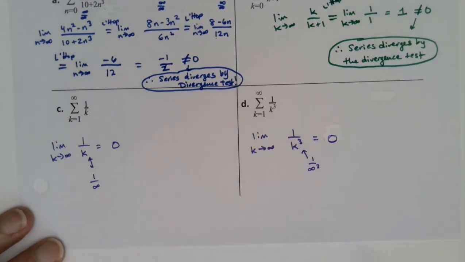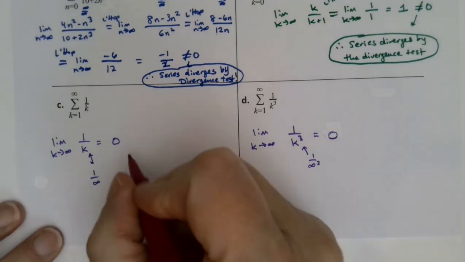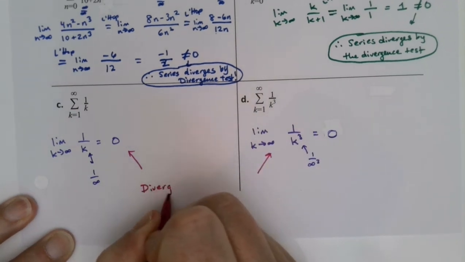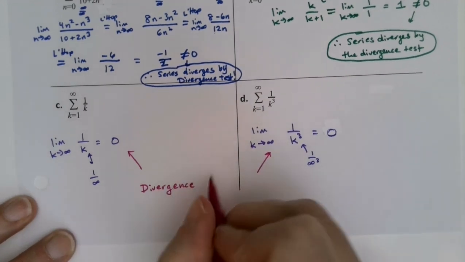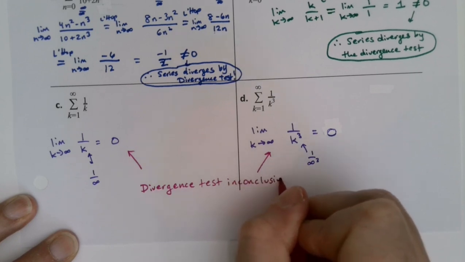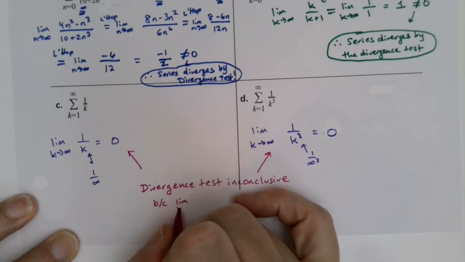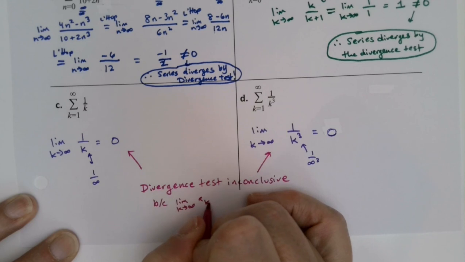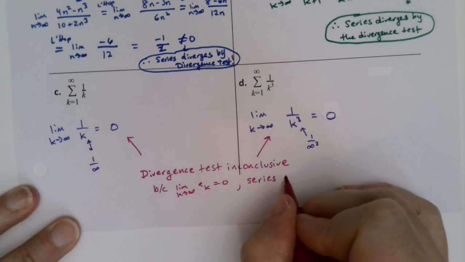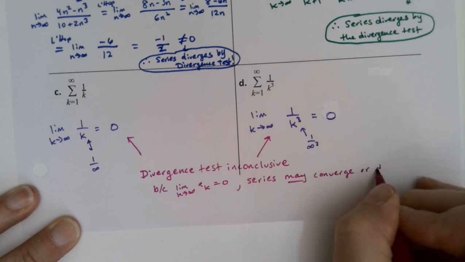All right, these bottom two, you might be thinking, oh, well, they both converge. Actually, it's not true. It's inconclusive. So the divergence test only tests for divergence by taking the limit. So the divergence test is inconclusive for both of these because the limit is 0. The series may converge and may diverge. We don't know, right?